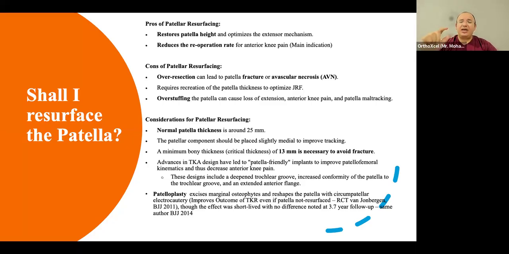Then I am careful about the advances in the design of my total knee. Nowadays, total knee advances are giving a deeper trochlear groove, which is more friendly with patellar tracking. But I need to remember that I have to medialize my button to get the patella lateralized and get a normal patellar tracking.